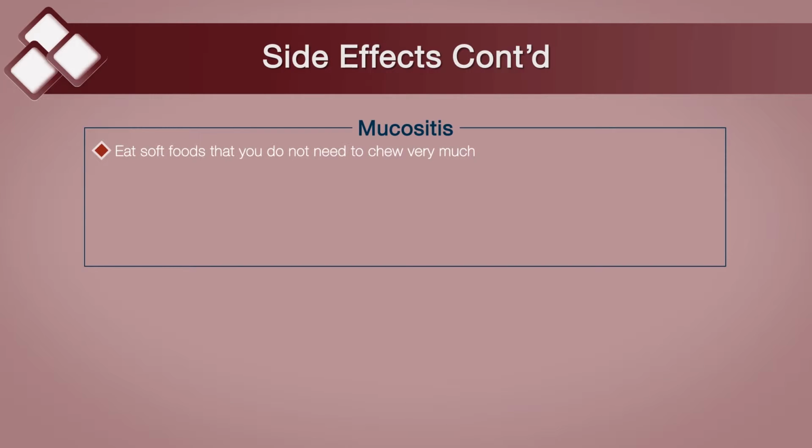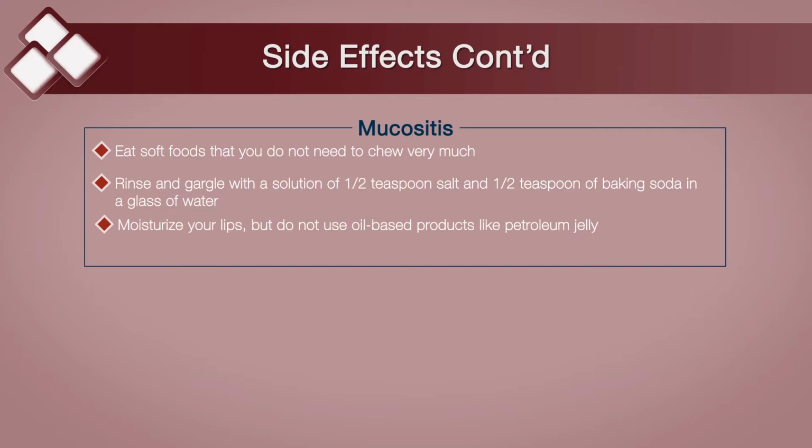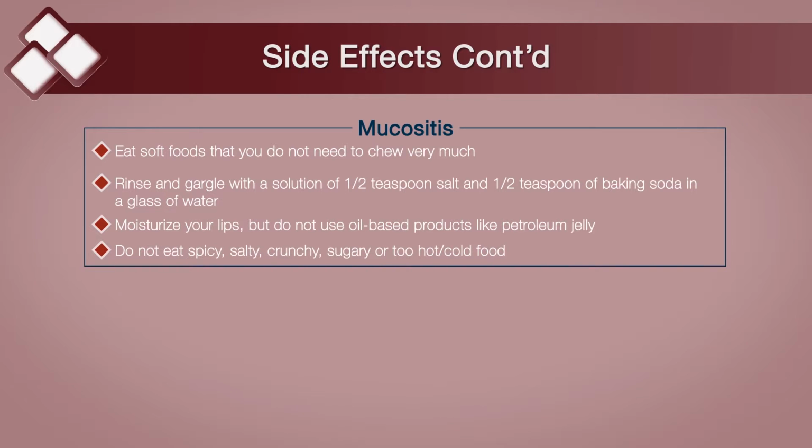Try to eat soft foods that you do not need to chew very much, like yogurt or pudding. And try mashing your food or even eating baby food. You need to rinse and gargle with a solution of 1/2 teaspoon salt and 1/2 teaspoon of baking soda in a glass of water. You must moisturize your lips, but do not use oil-based products like petroleum jelly, and do not eat foods that are spicy, salty, crunchy, sugary, or too hot or cold.